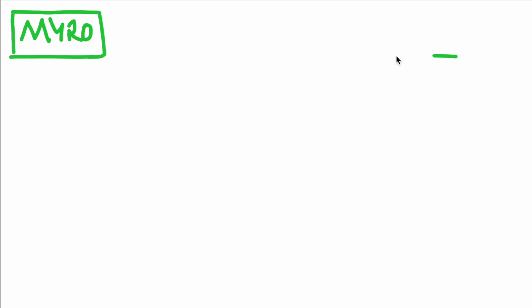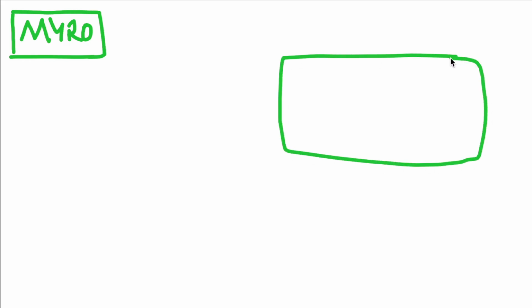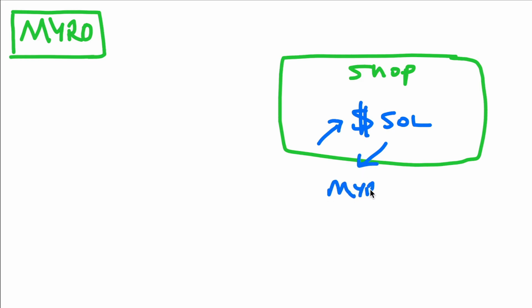So you need a shop to buy Myro tokens. And in that shop, you need to be able to buy tokens. And then when you buy them, you're giving them money, and that money is Solana. So you're going to give them some Sol, and the shop is going to give you Myro. And then you're holding Myro. And then when you want to sell it, you come back to the shop, you give them Myro, and you get back some Solana. This shop is the liquidity pool. It's as simple as that, actually.